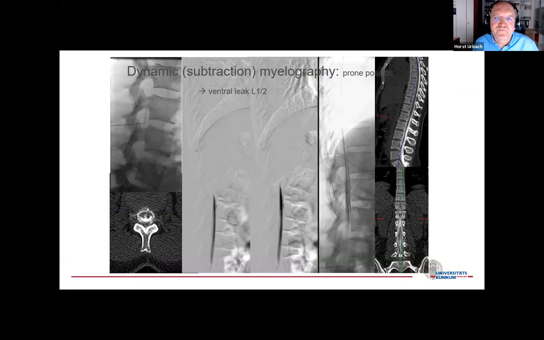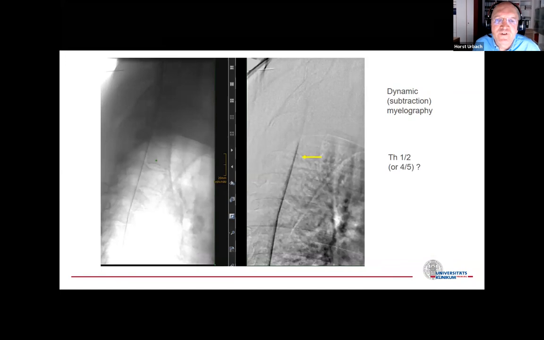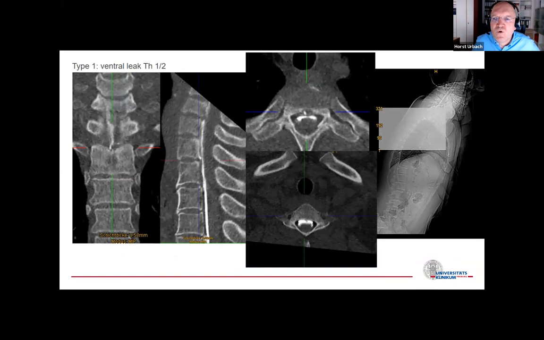Next slide shows that this can be difficult to assess in the upper thoracic spine because of the shoulder artifacts. So here we did not know, is it really T1, 2, or could it be 4, 5? And the next slide shows you how we proceed with that. We do the same examination with injection of contrast during the CT scan. And the patient is in prone position and in head down position.